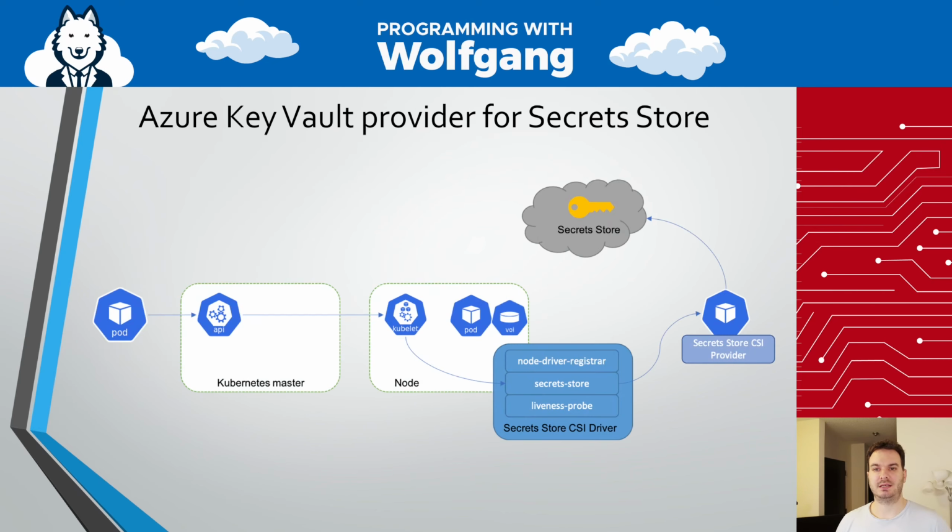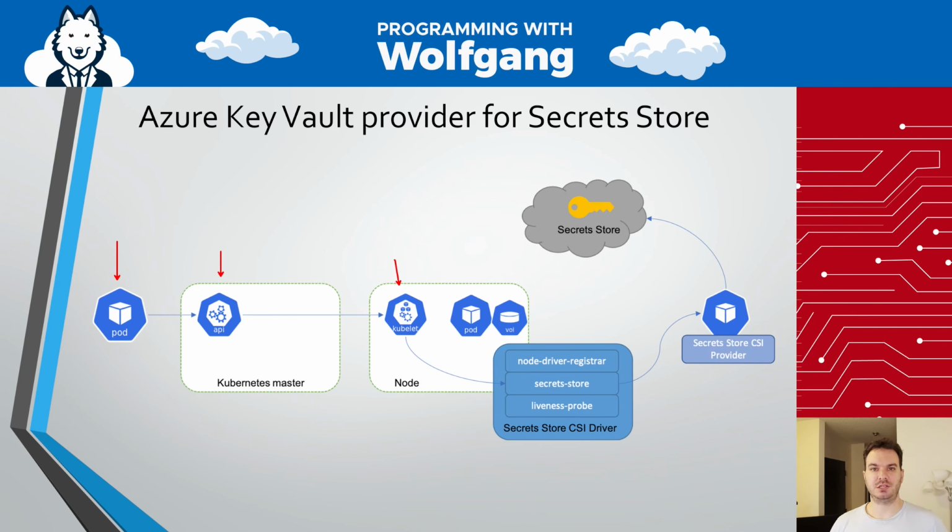First up, I want to take a quick look how all of this works. So when we start a new pod or a new application, then the Kubernetes API on the master node communicates with the kubelet that's running on the worker nodes and then instructs the kubelet to start the pod. And the kubelet configures the secret store CSI driver, and this secret store CSI driver has the secret store CSI provider. And this is where our extension comes into play.